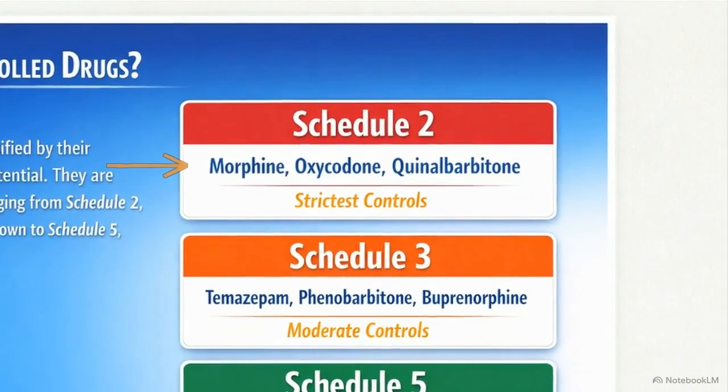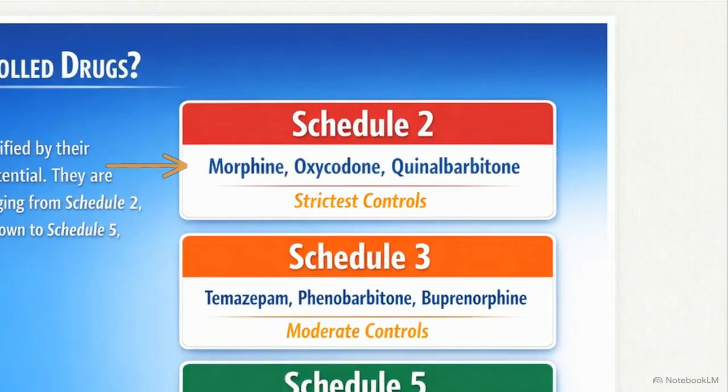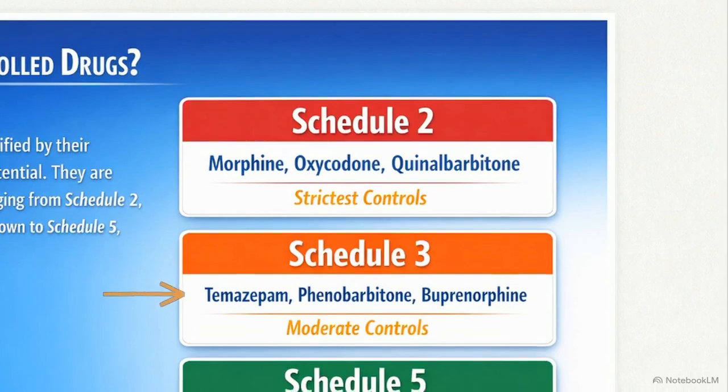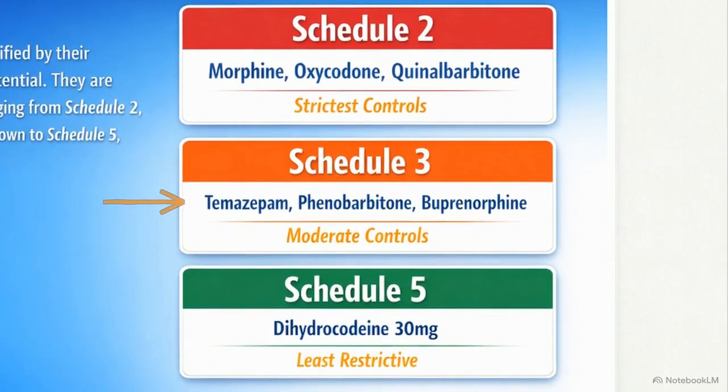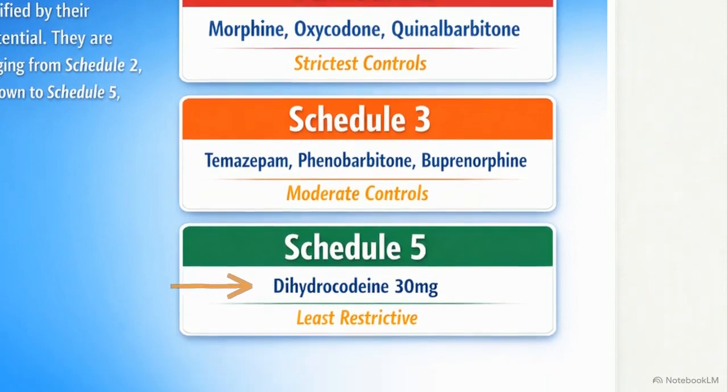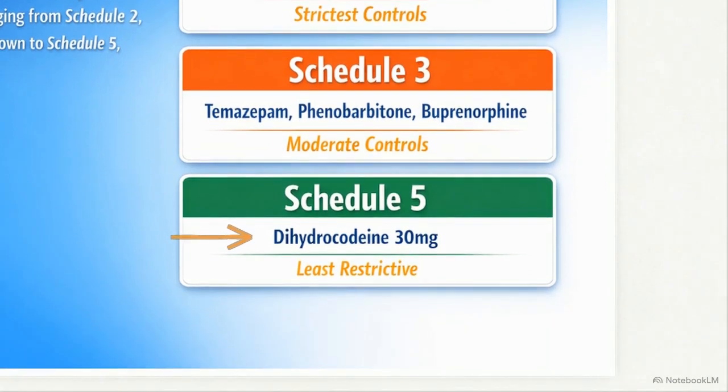Schedule 2 contains the most strictly regulated drugs, like morphine. Moving down the hierarchy, Schedule 3 offers moderate controls for drugs like temazepam, and Schedule 5 provides the least restrictive tier for medications like dihydrocodeine.